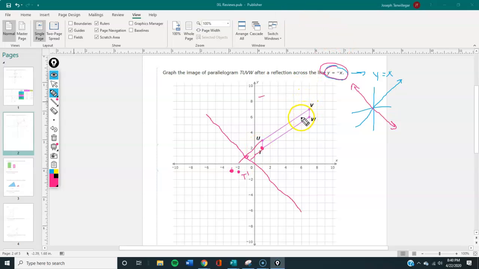V is 1, 2, 3, 4, 5, 6, 7 diagonal boxes away. So I go 1, 2, 3, 4, 5, 6, 7. W is 1, 2, 3, 4, 5, 6.5. Half, 1, 2, 3, 4, 5, 6. And there you go. It's that easy. I drew a slug.